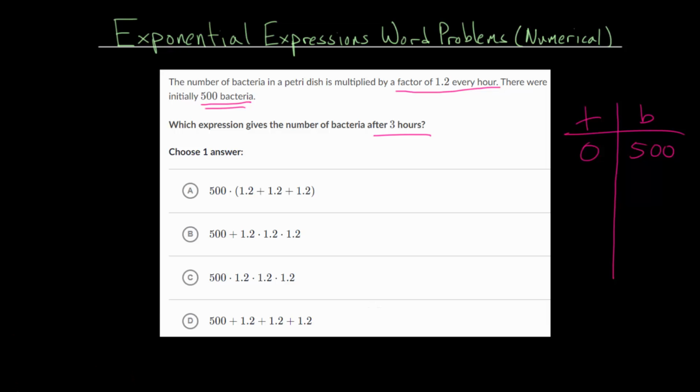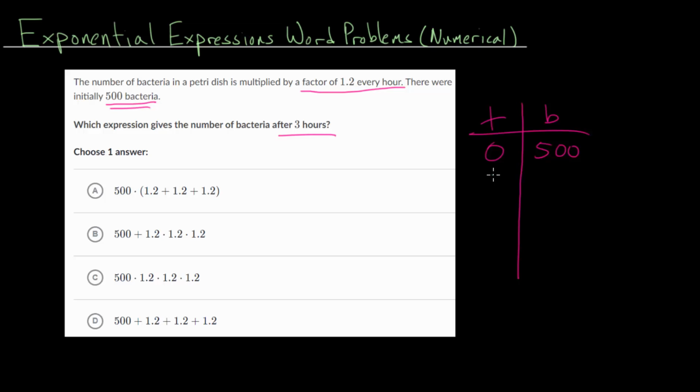Let me make just a little bit of room here. At hour 1, we have our initial 500 bacteria, but now we're going to multiply that by 1.2. That will be our new total amount. We could calculate that, but let's just leave it generally for now. At hour number 2, we're going to take the previous amount of bacteria that we had and multiply that by 1.2. So we'll take this expression here, 500 times 1.2, and multiply that again by 1.2. And for hour 3, we're going to do something similar. We're going to take our previous amount of bacteria and again multiply it by 1.2.